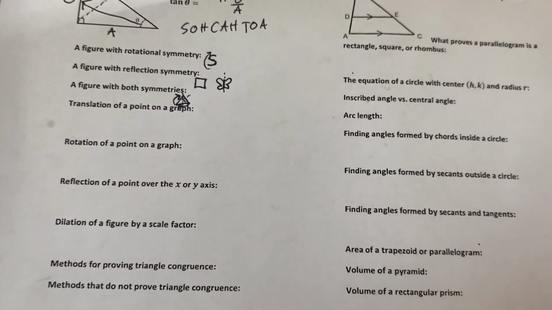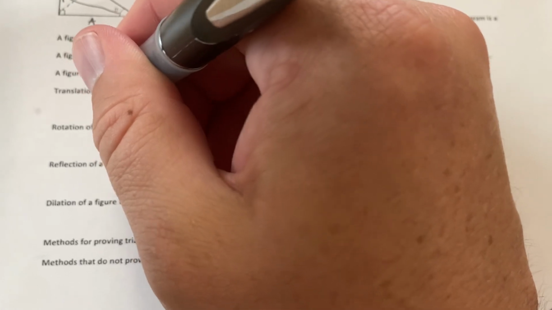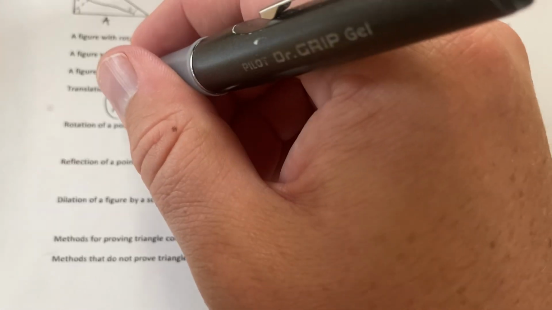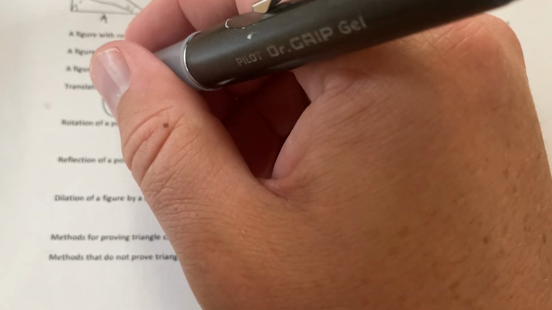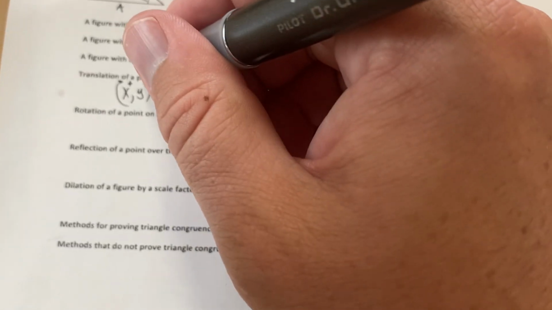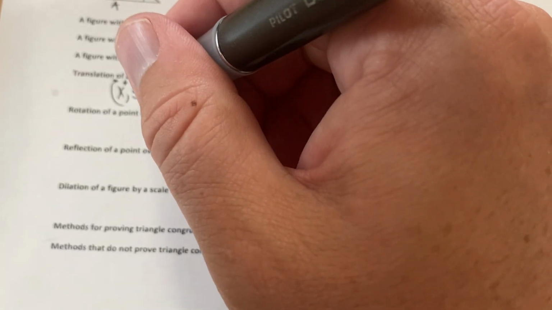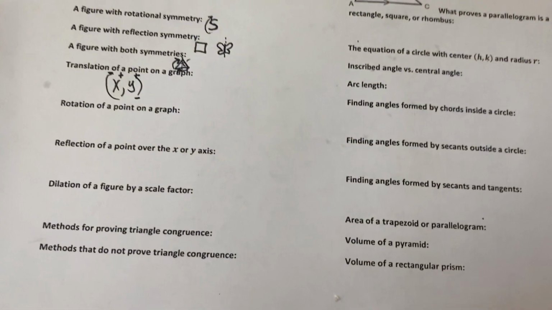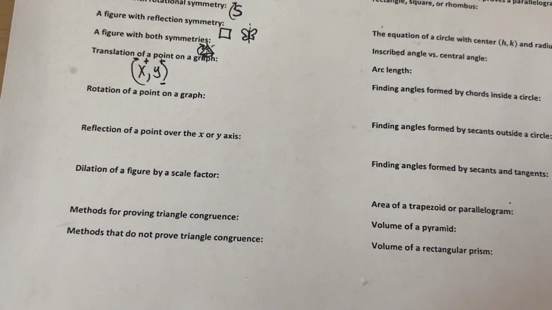Translation of a point on the graph. You always have x comma y. And if you move it to the right, you are adding to the x. If you are moving to the left, you're subtracting from the x. If you move it up, you are adding to the y. If you move it down, you are subtracting from the y. Just make sure that you understand kind of what's going on there.